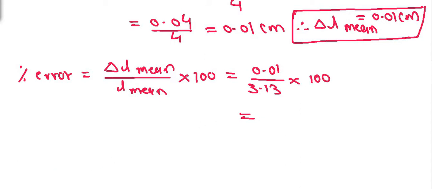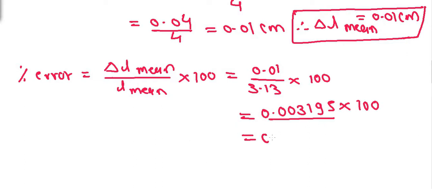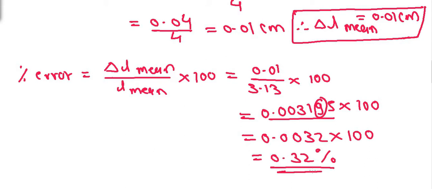That is equal to 0.003195 multiplied by 100. Let us round it off as 0.0032. The number next to 1 is 9, so we have to round off 1 to 2, multiplied by 100. That is equal to 0.32%. So this is the percentage error in the measurement of length. Final answer.